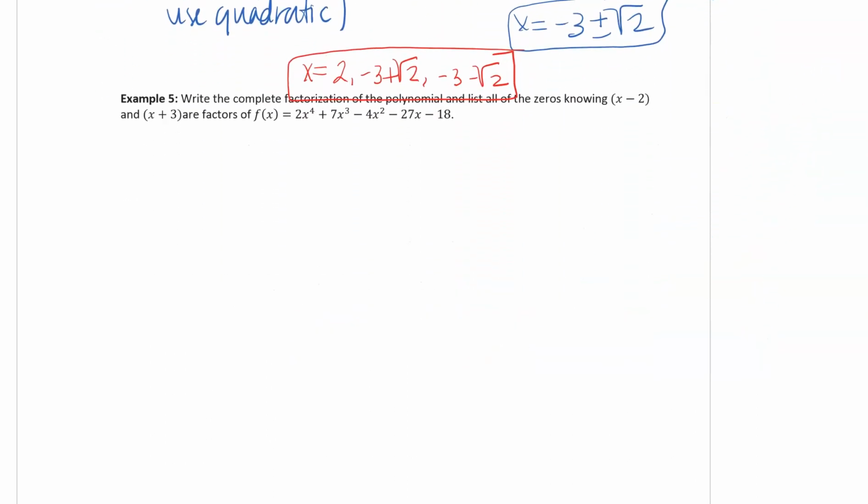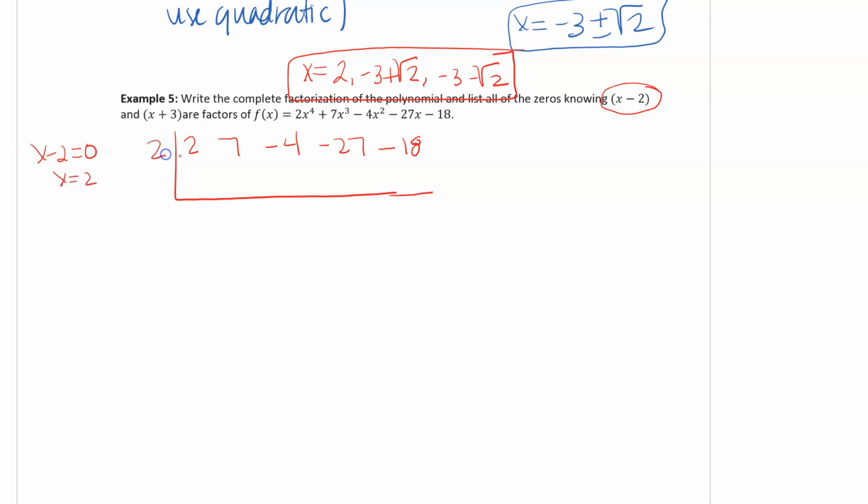It says write the complete factorization of the polynomial and list all the zeros, knowing x minus 2 and x plus 3 are factors. So that's going to be my starting point. So I'm going to go ahead and set up my synthetic. I have 2, 7, -4, -27, and -18. So I'm going to use this first factor here. X minus 2 I set equal to 0 and solve, and that gives me 2. So 2 is going to be on the outside.